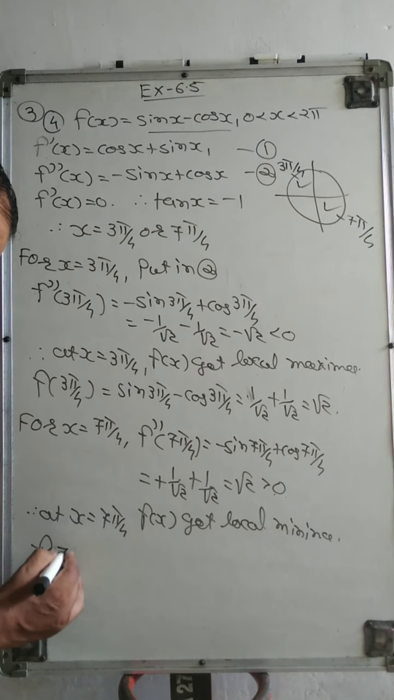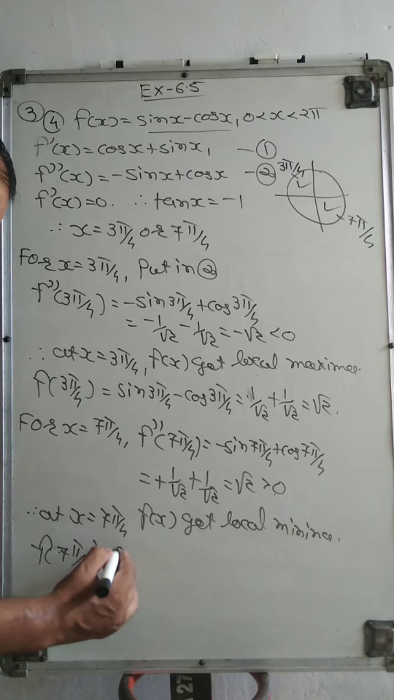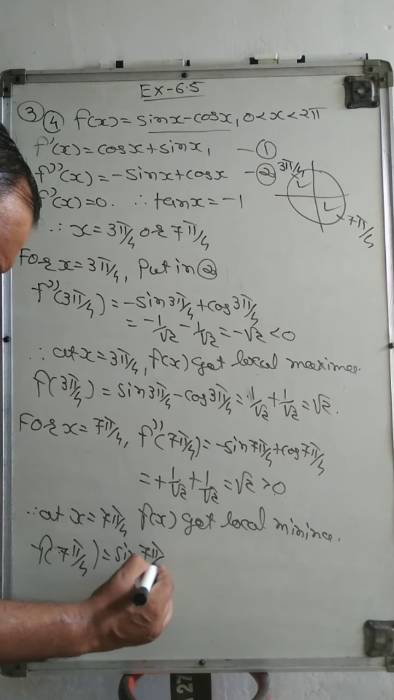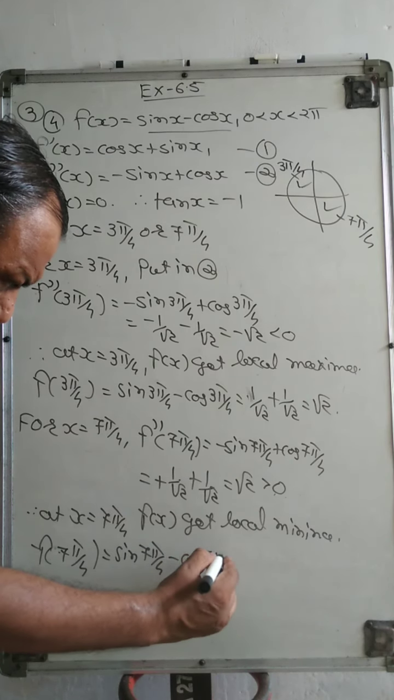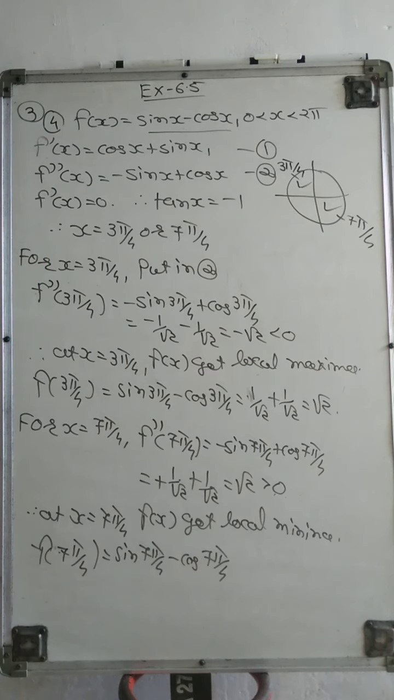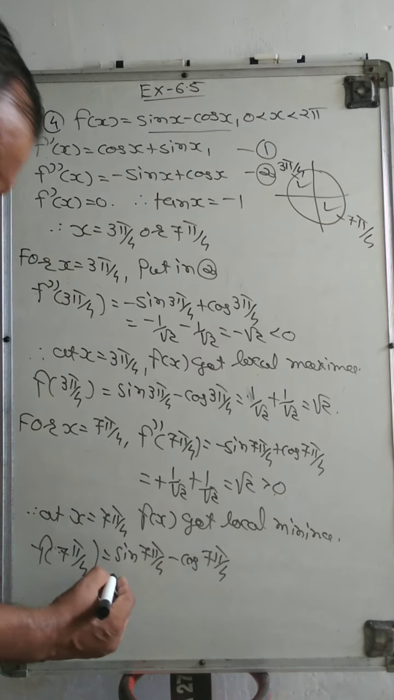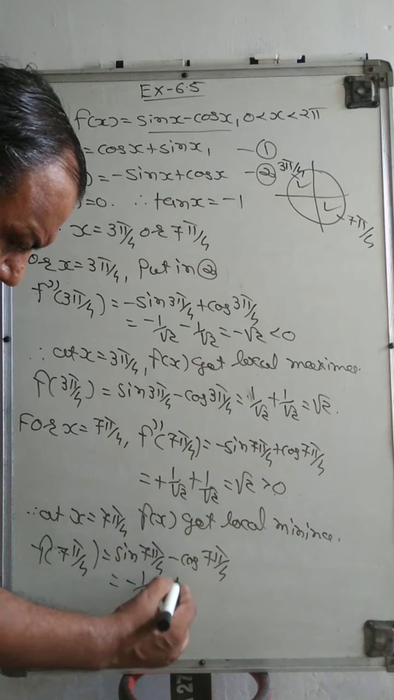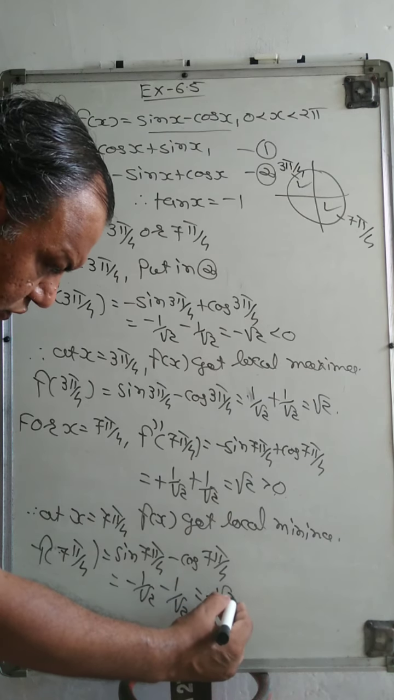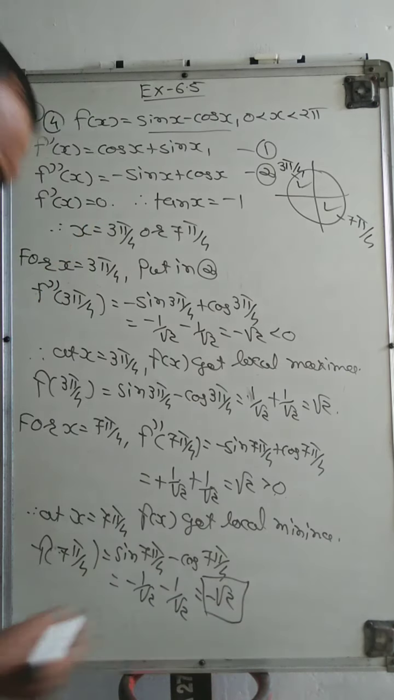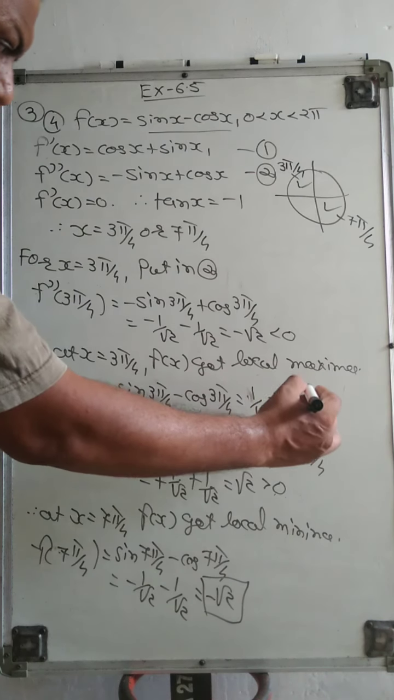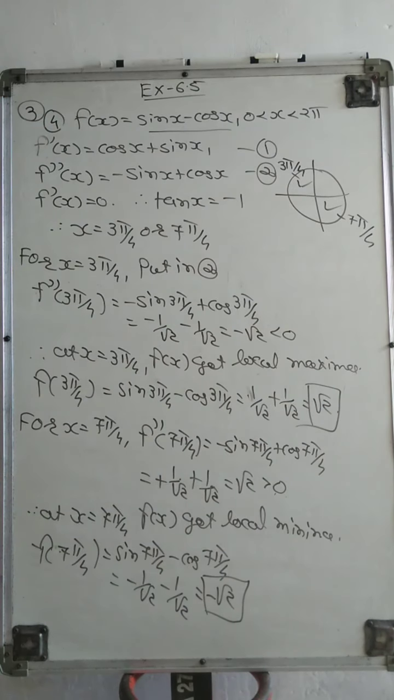Now for the local minima, what is the value? f of 7 pi by 4 is sin 7 pi by 4 minus cos 7 pi by 4. That is minus 1 upon root 2 minus 1 upon root 2, which is minus root 2. So this is the local minima and this is the local maxima. This way we can find the local minima and local maxima of the given function. Now we go for the next one.